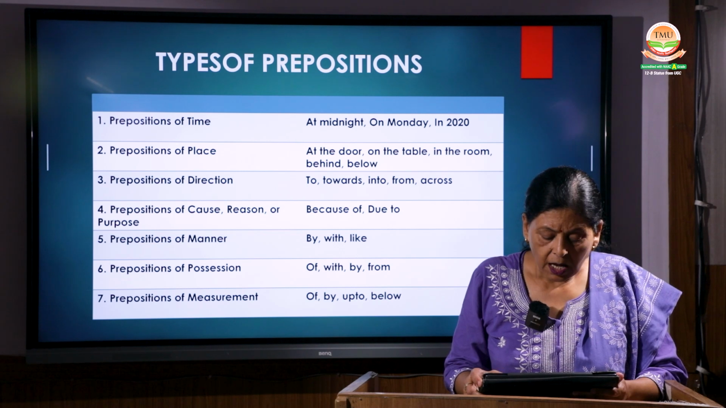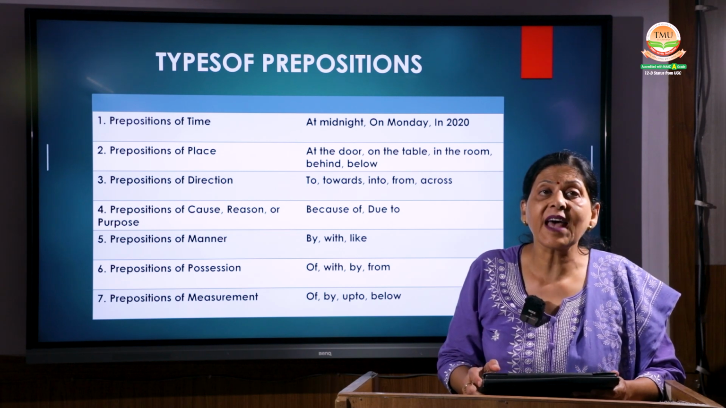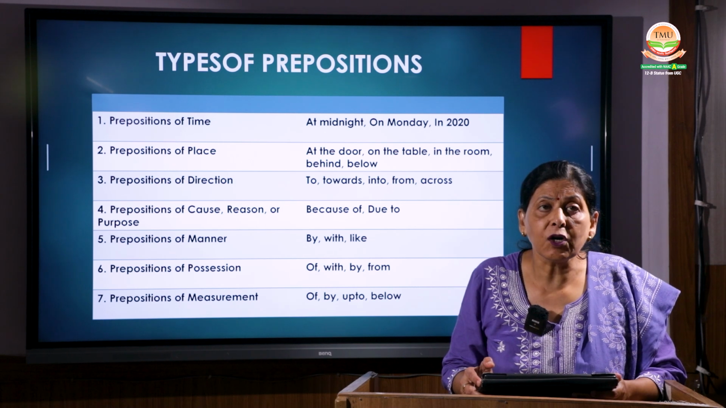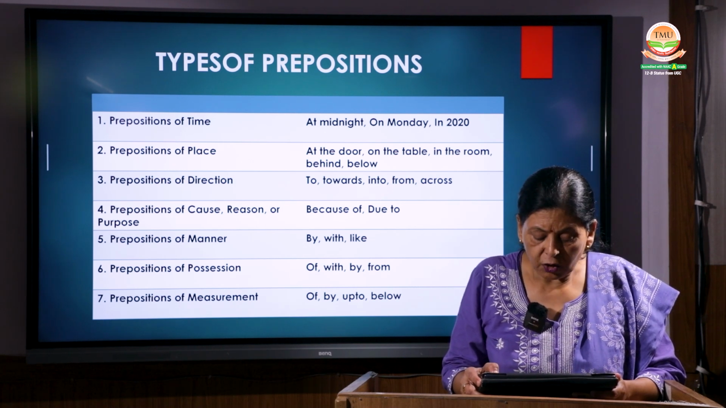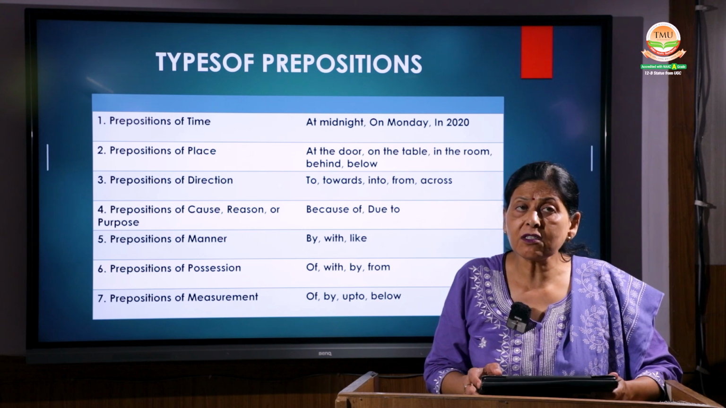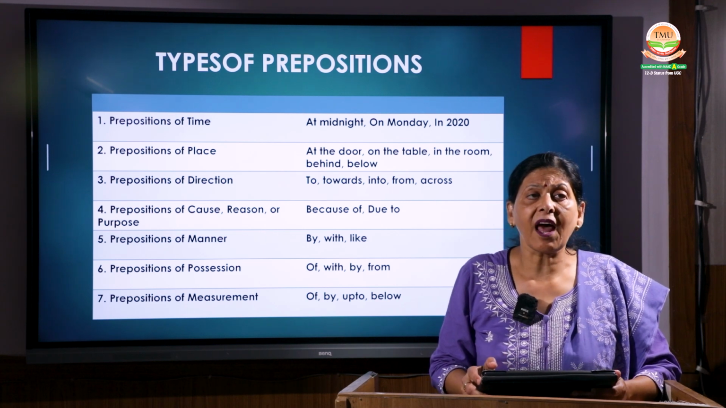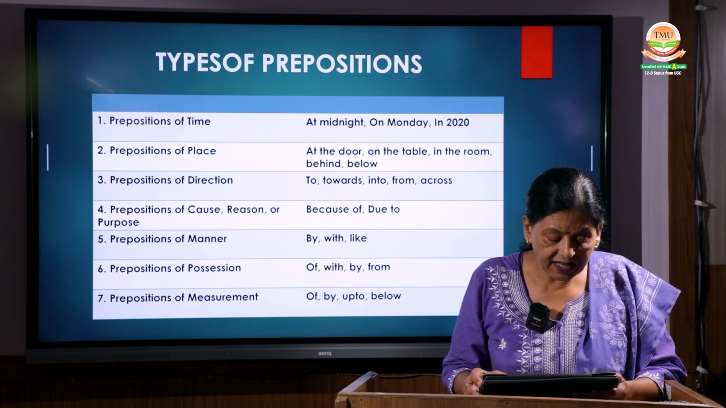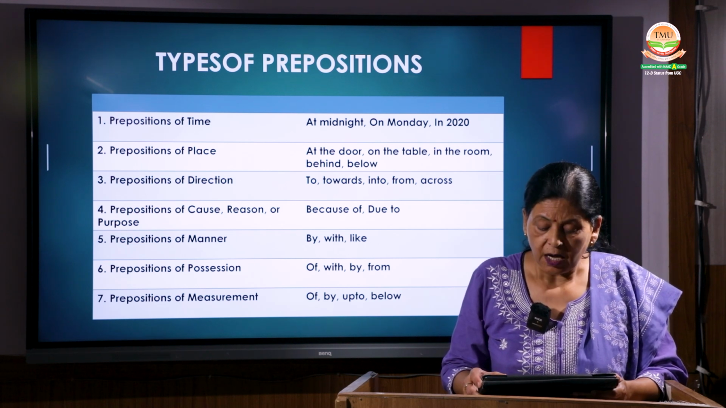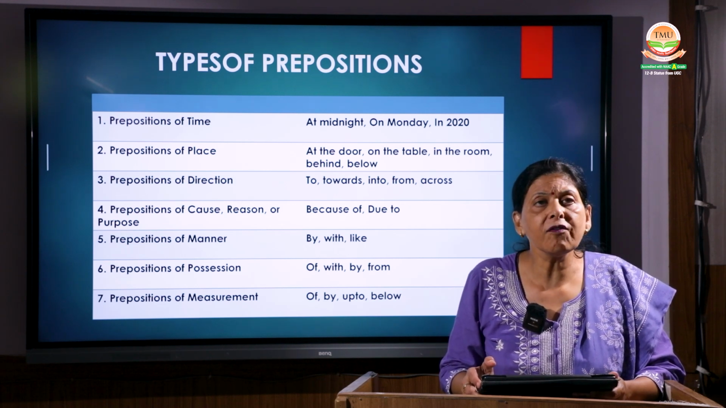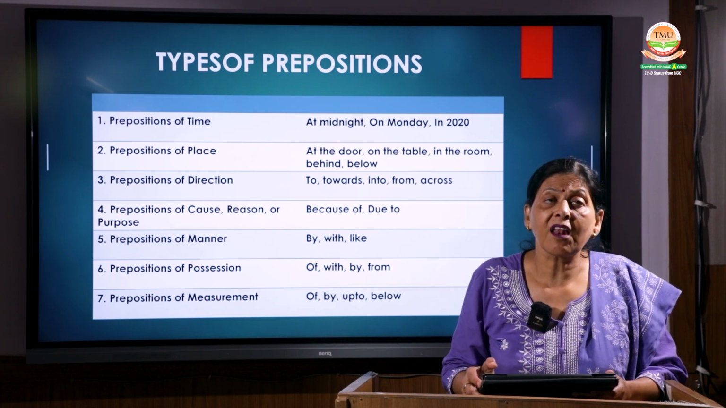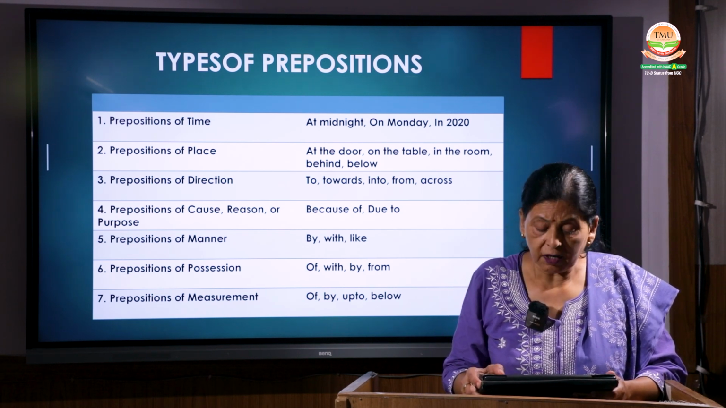Then the second is preposition of place. The boy is standing at the door. Where is the boy standing? At the door. The lunch is served on the table. Where is the lunch served? On the table. Means the lunch and the table, how are they connected? They are connected through the preposition of place. What denotes where the lunch is served? The connection between the lunch and the table, that is on. Means the lunch is on the table.